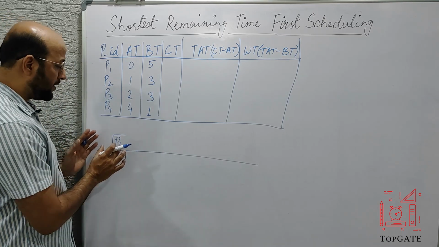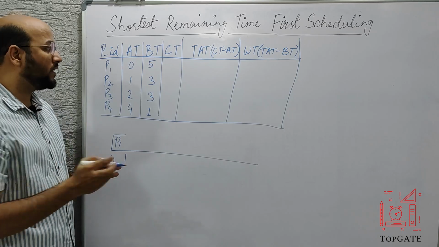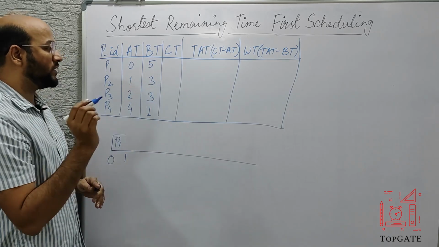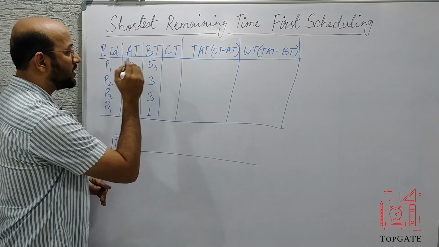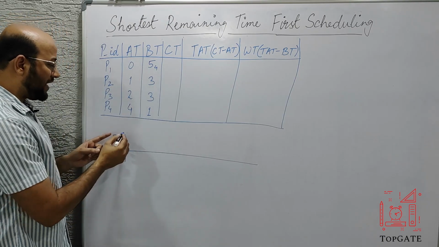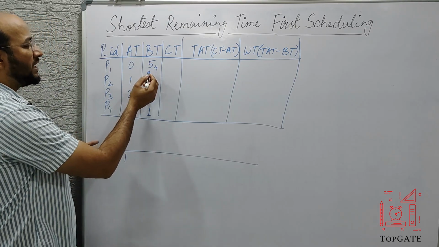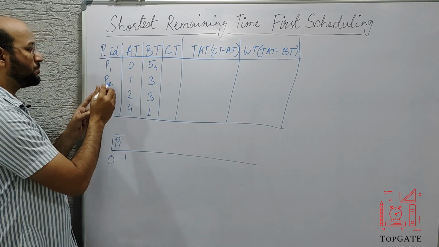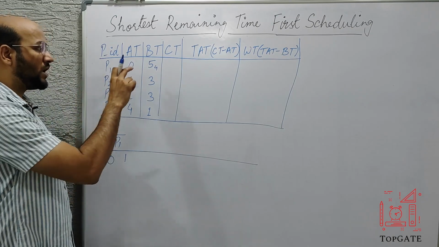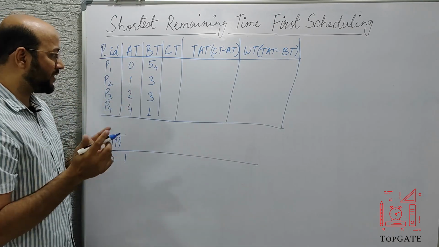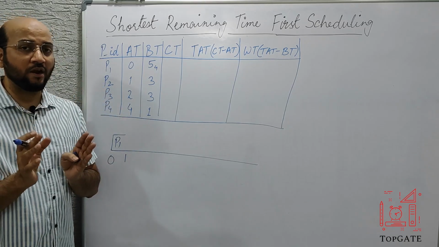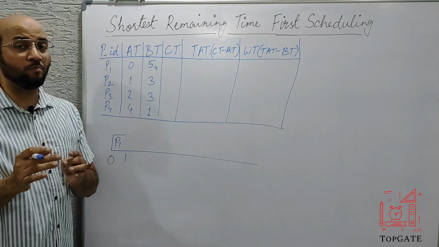So till 1, P1 has executed only 1 unit, that is, out of 5 it has executed 1 unit. So how many are left? 4 are left. Okay, so we are currently at time 1. P1 is left with 4 units and the new process P2 has 3 units. So out of 4 and 3, 3 is the shorter one. Therefore, P2 has the highest priority. Therefore, P2 will be able to preempt P1.